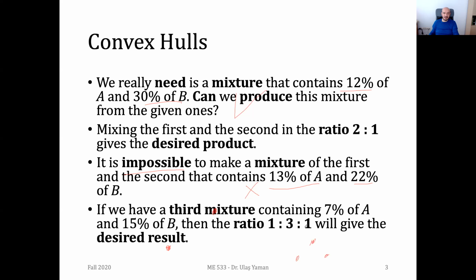The third one has, this time, 7% of A and 15% of B. We say that yes, this is okay, since if you take 1 unit from the first oil well, 3 units from the second oil well, and a single unit from the third oil well, and mix all these oils together, we can obtain 13% of A and 22% of B.